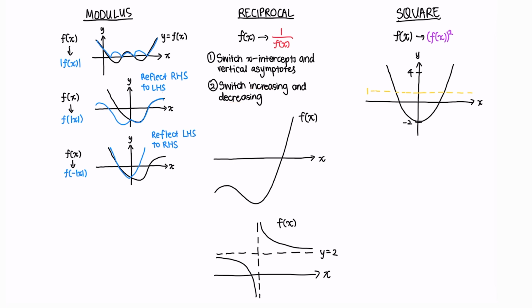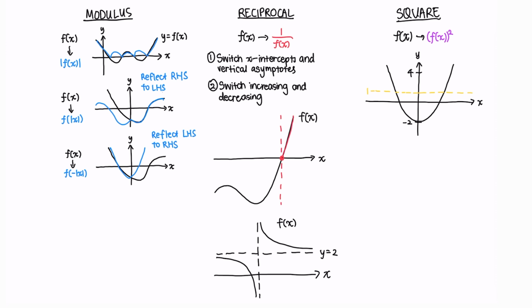So we have the graph of f(x) here and we want to find the graph of 1 over f(x). Let's apply the first rule. We switch the x-intercepts and the vertical asymptotes. So we see an x-intercept here. It becomes a vertical asymptote when we transform to 1 over f(x). The next rule is we switch increasing and decreasing parts of the function.